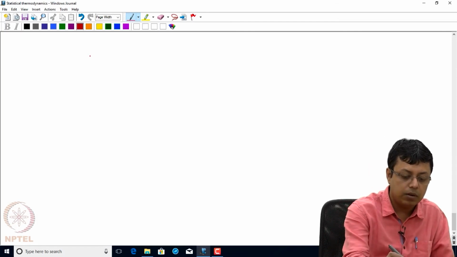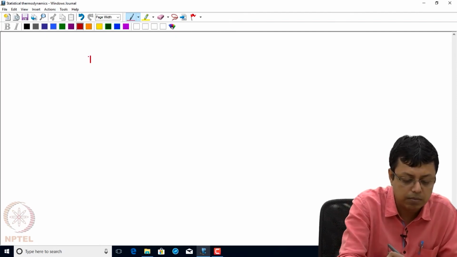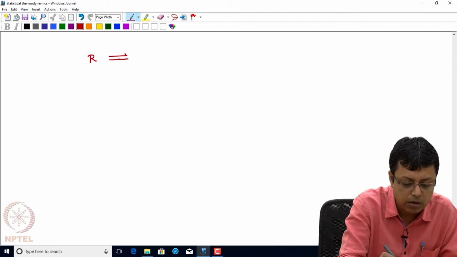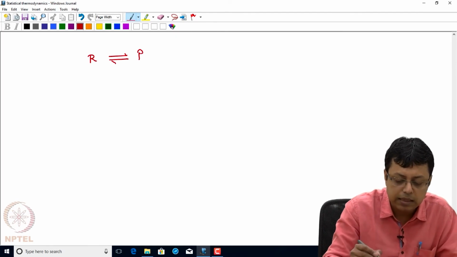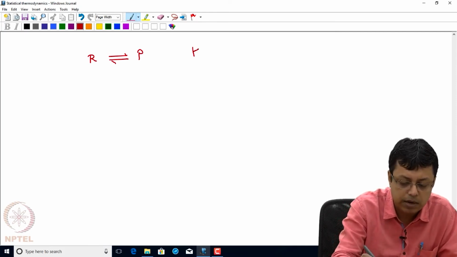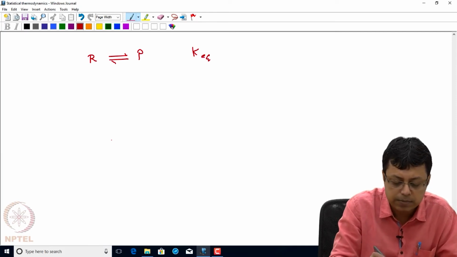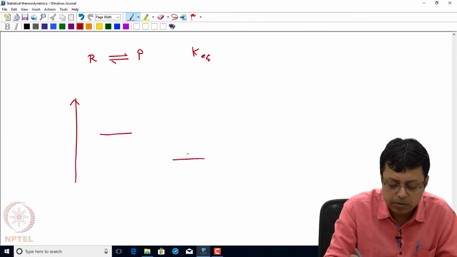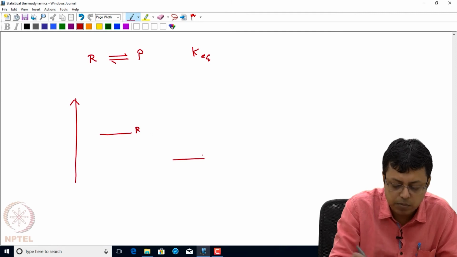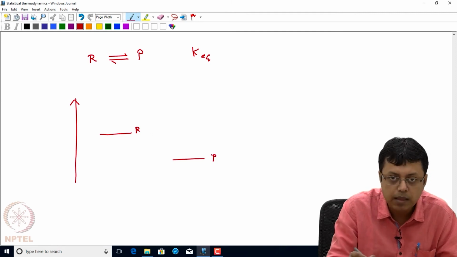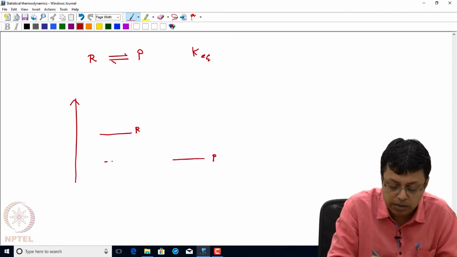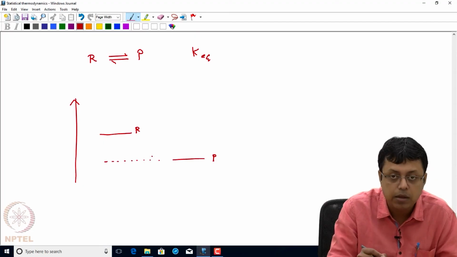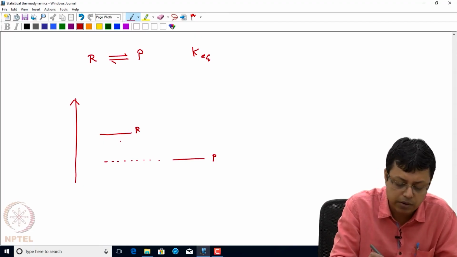Now suppose I have an equilibrium in which some reactants go into products, and for that equilibrium I'm just writing the equilibrium constant as this. Suppose in a free energy diagram the reactants' energy levels are here and the product energy levels are here. What you can show, I'm not doing the derivation right now, you can have a look at any standard physical chemistry textbooks which are referred to you.